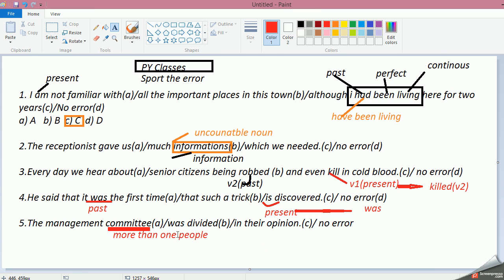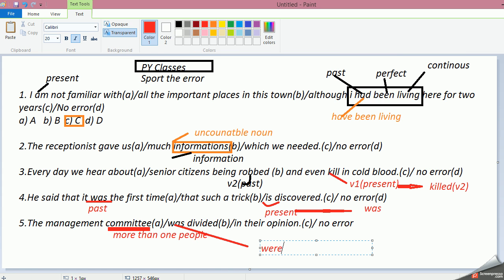We know was is used for singular. So if people is more than one, then instead of was we have to use were, because there is more than one people. In plural sense we use were, and for singular we use was.